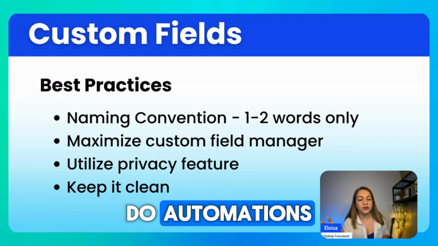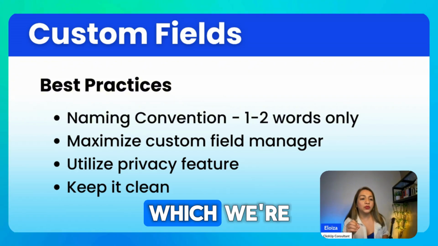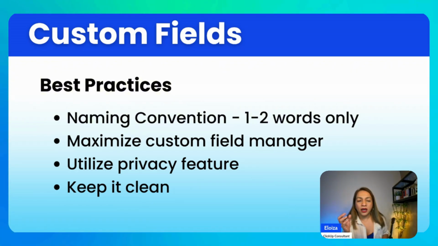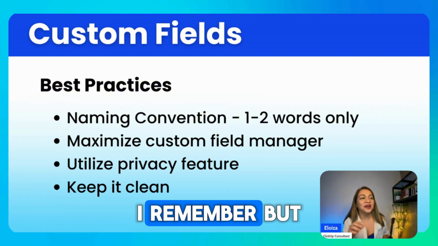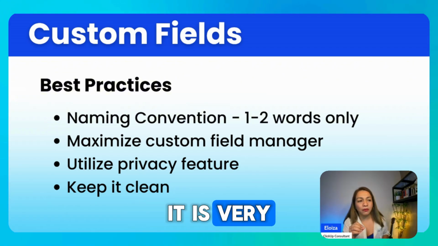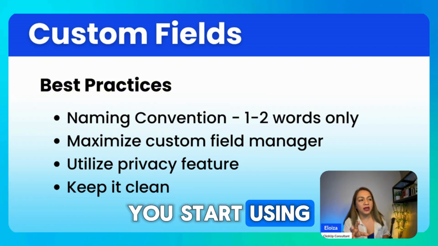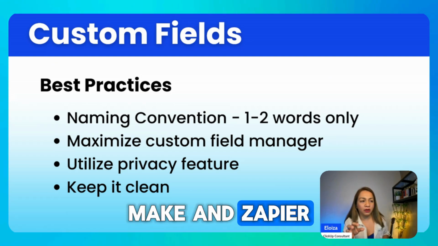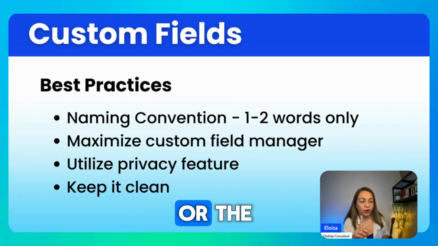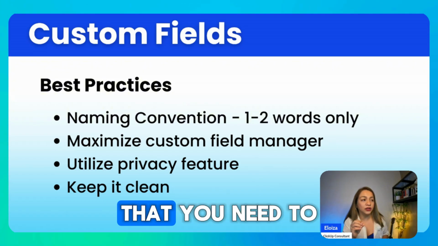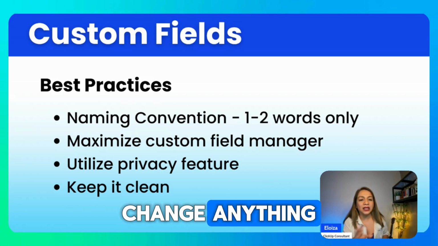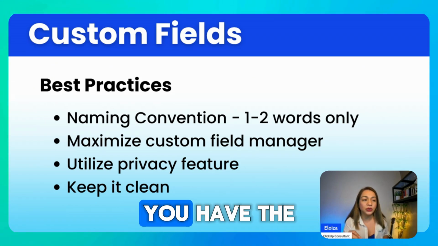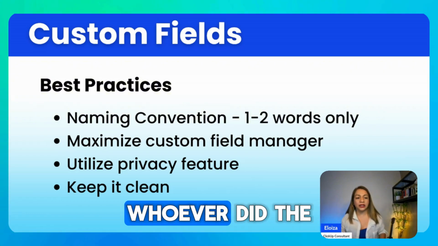Once you do automations, especially with Zapier or Make, which we're going to do tomorrow, it's very important to remember this. I'm going to highlight this as well tomorrow, but hopefully I remember. I'm going to say this now because it is very important. Once you start using Make and Zapier, one of the don'ts, or the things that you need to remember, is to never change anything unless you have the go signal from whoever did the automation.